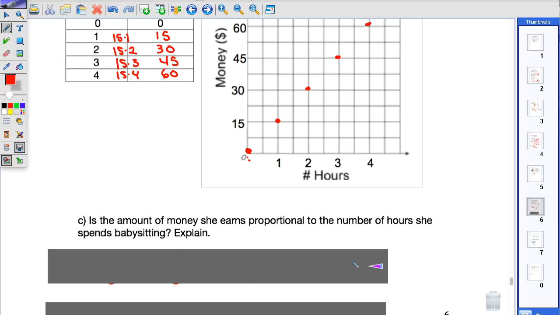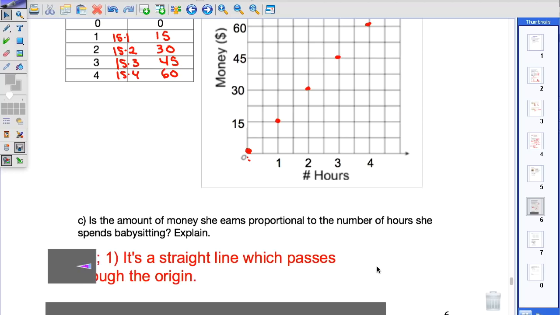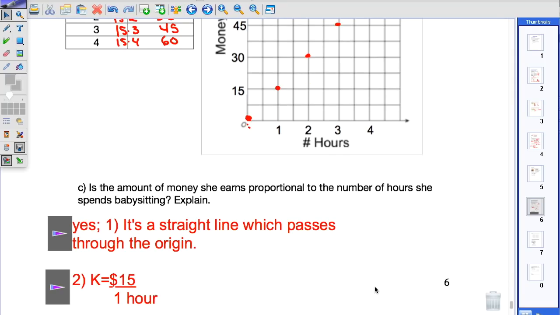So is the amount of money she earns proportional to the number of hours she spends babysitting? That would be yes. She's making $15 each hour. You can also tell that it's a straight line that passes through the origin. Also, the constant of proportionality is $15 per hour. So since her rate of pay is the same per hour, this is proportional.